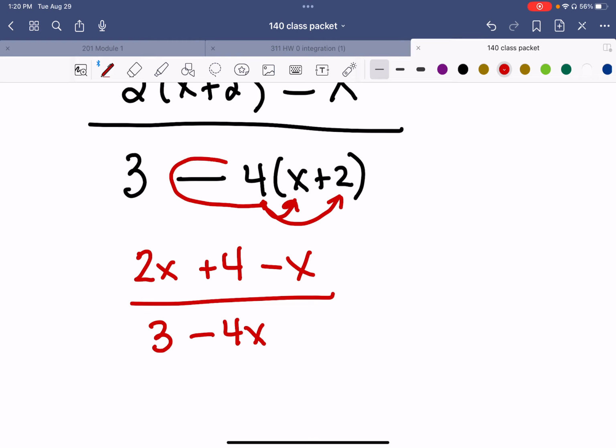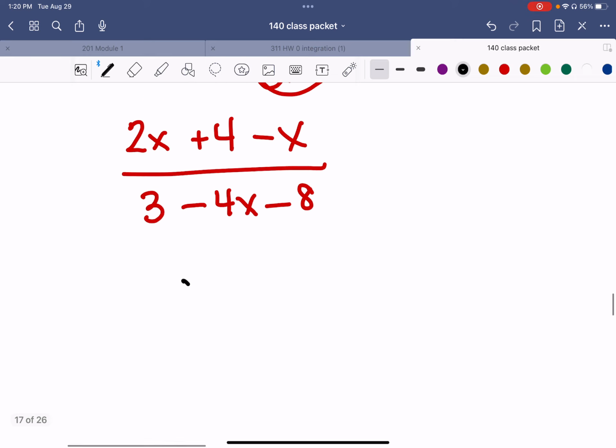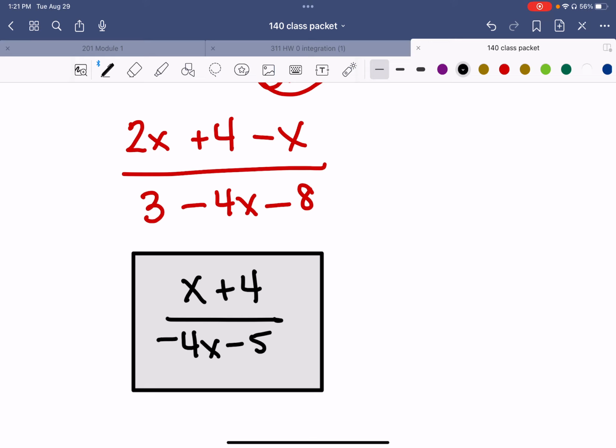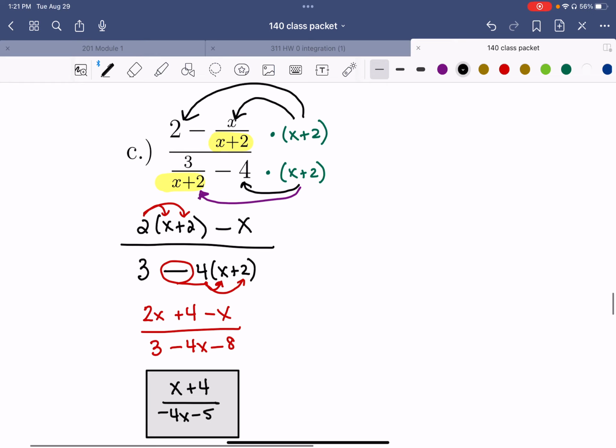Don't forget to take the negative with you. Negative 4 times 2 is minus 8. And then we can go ahead and combine our like terms. So 2x minus x gives me x plus 4 in the numerator, and negative 4x minus 5 in the denominator. Okay, now if you wanted to, you could get common denominators in the numerator and the denominator of the big fraction, and then cross multiply, do all the things, but I really think it's easier if we go ahead and just clear the small fractions.